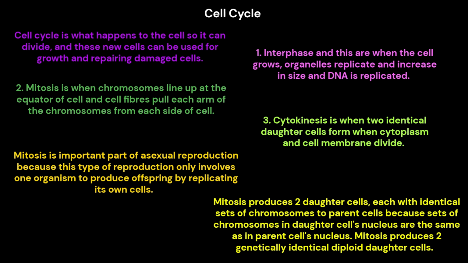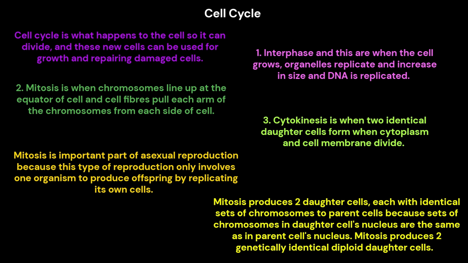Cell cycle. The cell cycle is what happens to the cell so it can divide, and these new cells can be used for growth and repairing damaged cells. 1. Interphase, and this is when the cell grows, organelles replicate and increase in size, and DNA is replicated. 2. Mitosis is when chromosomes line up at the equator of the cell and cell fibers pull each arm of the chromosomes to each side of the cell. 3. Cytokinesis is when two identical daughter cells form, when the cytoplasm and cell membrane divide.